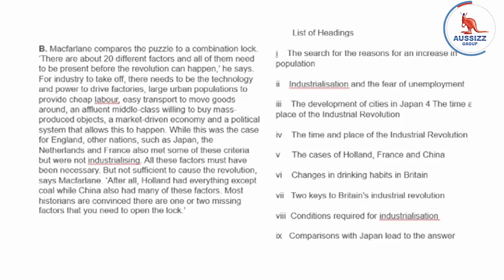Now students, what they do is they read further and they end with another thing. I'll tell you how. Now if I'm reading further, you can find that different countries are also there. Let's continue. For industry to take off, there needs to be the technology and power to drive factories. These are the important factors. Large urban population to provide cheap labor. So these are the factors he is talking about. Now you can come to the while part. While this was the case for England, other nations such as Japan, the Netherlands, France also met some of these criteria but were not industrializing. Now many students feel that, okay, we are talking about Japan, the Netherlands and France.